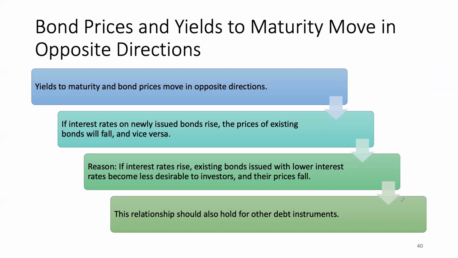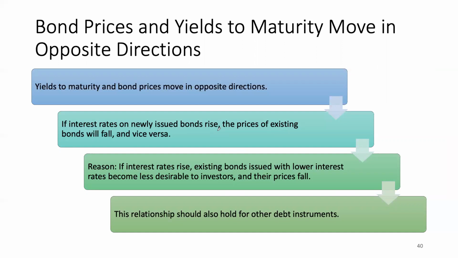So yields to maturity and bond prices move in opposite directions. If interest rates on newly issued bonds rise, then the price of existing bonds needs to fall, and vice versa. So if you own a bond, let's say a US government 10-year bond with a yield of 10%, and now the US government issues a new 10-year bond a couple of years later, and now they are only paying 8%, the bond that you own, which has a guaranteed payment of 10%, is much more valuable than the newly issued bond. So there is a higher demand for your bond, which yields 10%, which is to say the price of that bond goes up.